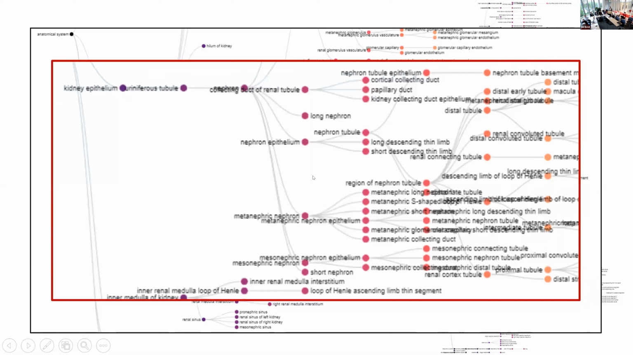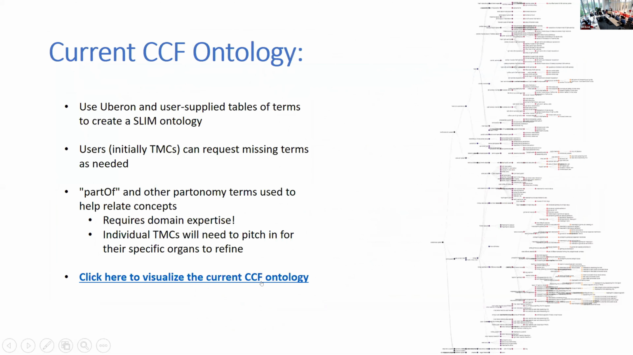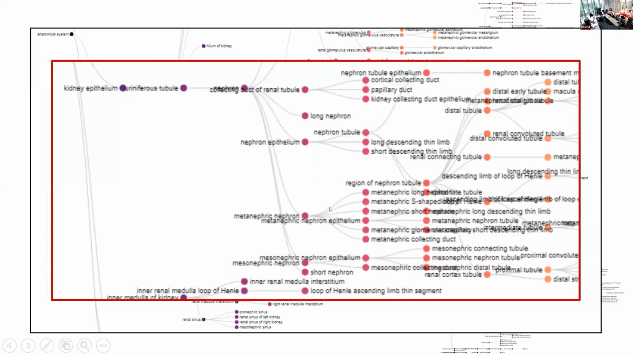Rather than navigating through the whole ontology, again, I encourage you to go back and take a look at this. And really, the approach has been to start with tables of requested terms and work with the TMCs, and then go into the Uberon and add these in, and then develop the graph that connects it all together. And so this is something we can do on an organ by organ basis.